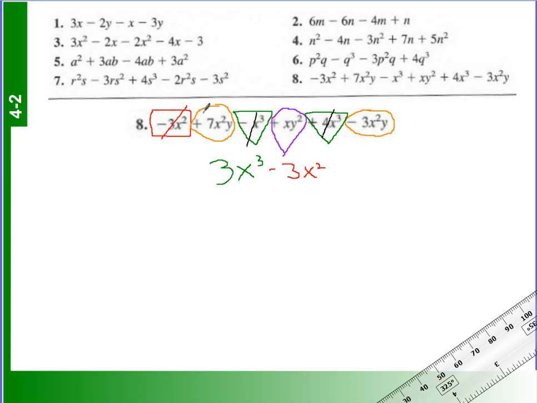Now for my orange, 7x squared y minus 3x squared y. So I have 7 minus 3, which is 4. And that's a positive, so I'm going to put plus 4 x squared. So 7x squared y minus 3x squared y is going to be 4x squared y.